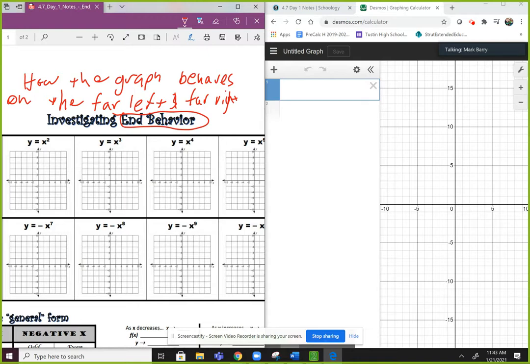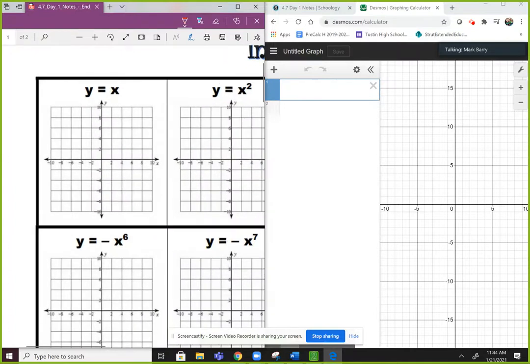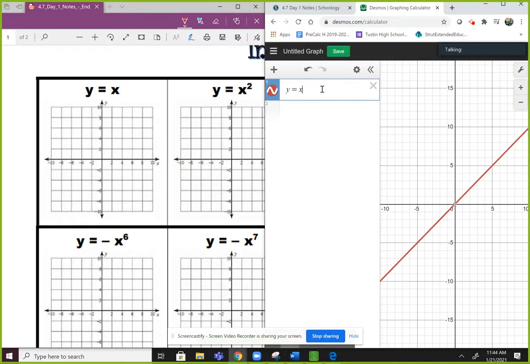So to help us out with this, we're going to take a look at some of these graphs here. Right now, I wouldn't expect you to know necessarily what these all look like. Actually, the first two, you might know. Y equals x, and I'll type it in here into Desmos. Y equals x is an mx plus b equation. It's got a slope of 1 and a y-intercept of 0, so it's just a line. It goes forever to the left, and it goes forever to the right.